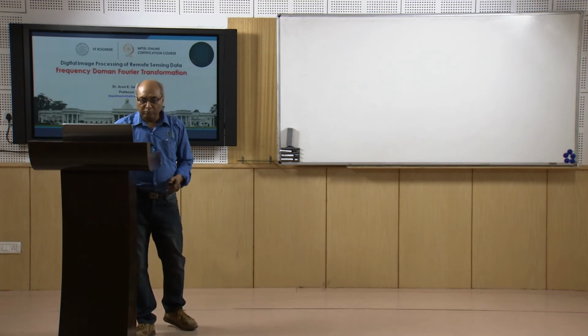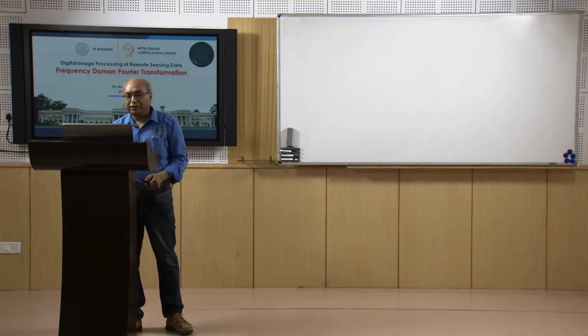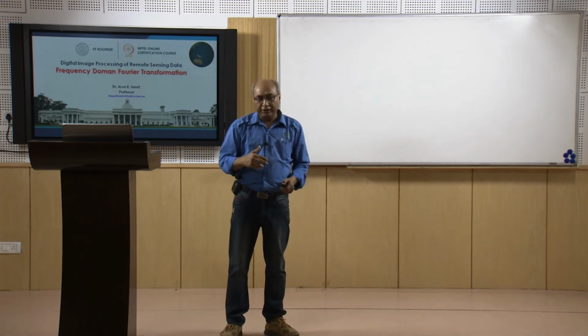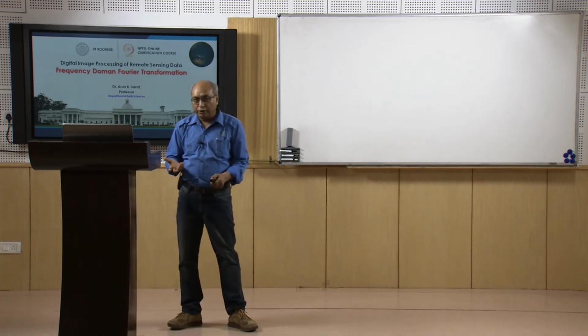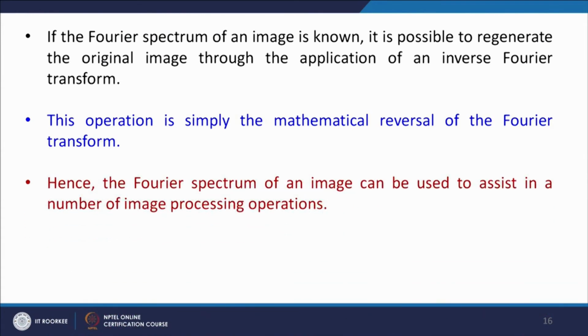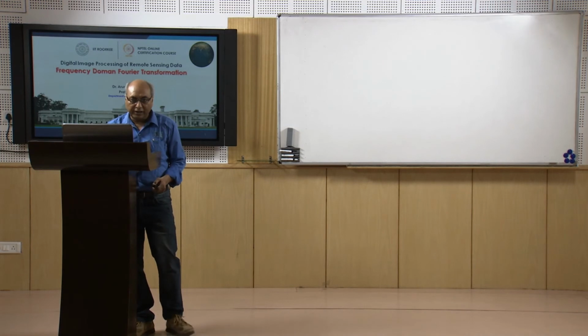If the Fourier spectrum of an image is known, it is possible to regenerate the original image through the application of an inverse Fourier transform. For one-dimensional Fourier transforms, both inverse and forward, we have all seen them, and for two-dimensional, continuous and discrete. This operation is simply the mathematical reversal of the Fourier transform. Hence the Fourier spectrum of an image can be used to assist in a number of image processing operations. An example like spatial filtering can be accomplished by applying a filter directly on the Fourier spectrum and then performing an inverse transform. The inverse transform has to be performed; that is the last step in Fourier.